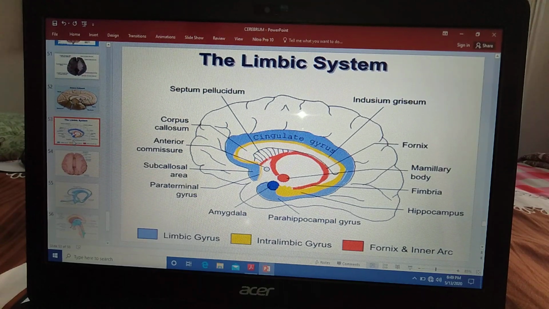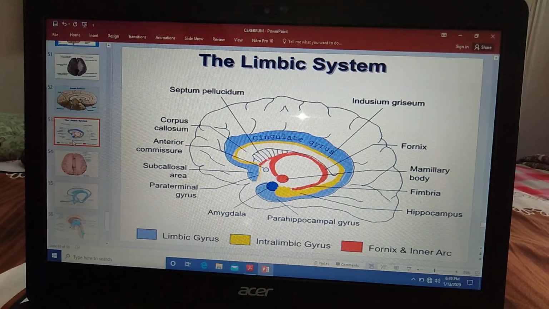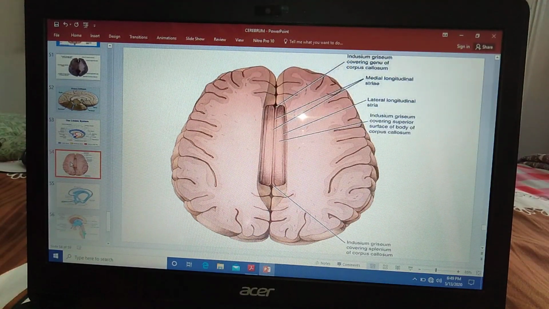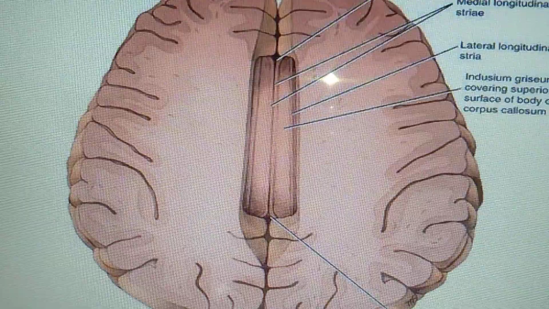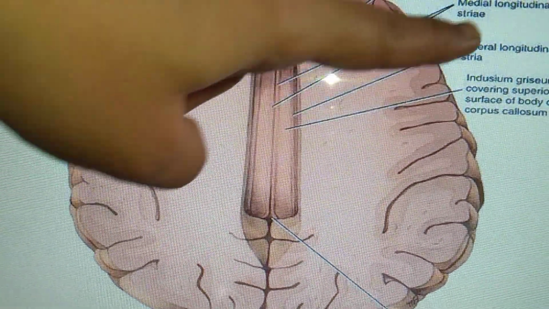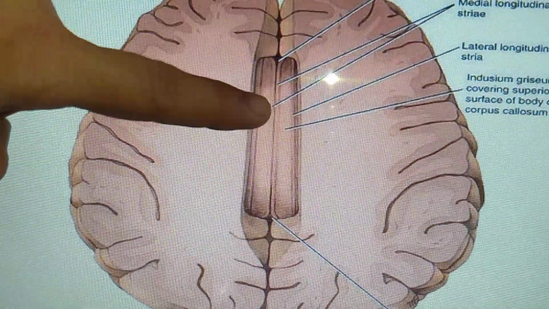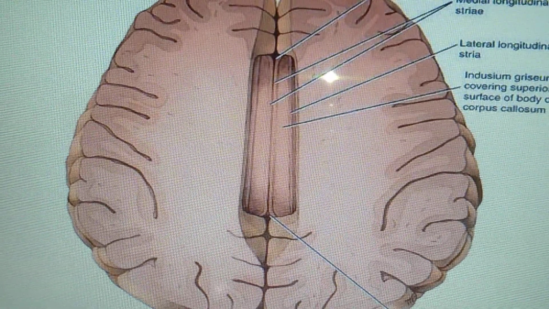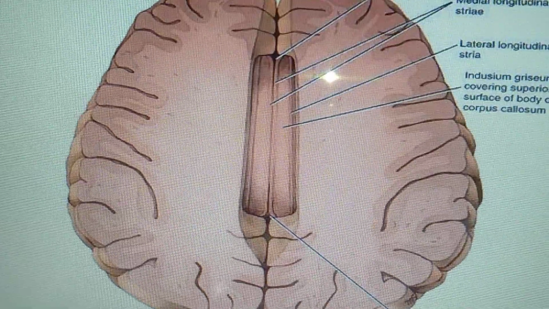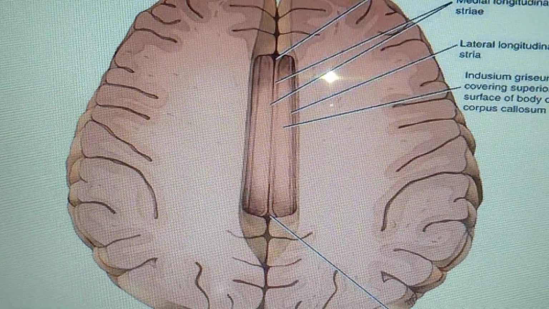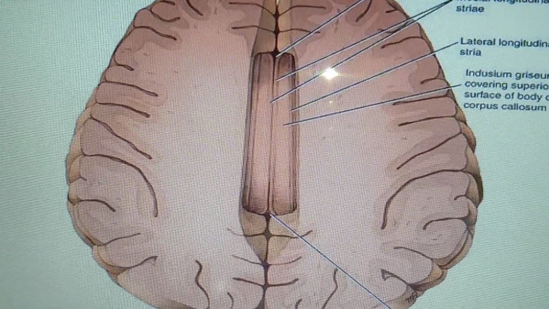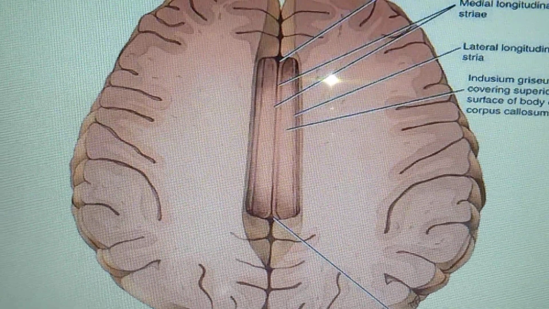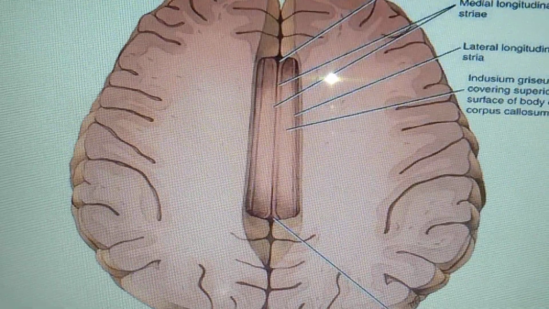And the longitudinal stria you can easily see in this diagram. You can see lateral and medial longitudinal stria are shown. Here is the lateral one and this is the medial. These stria are two bundles of fibers that are embedded in the indusium griseum and running along the corpus callosum. So inferiorly the rostrum is related to these structures.